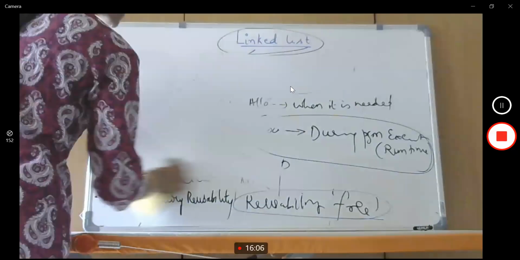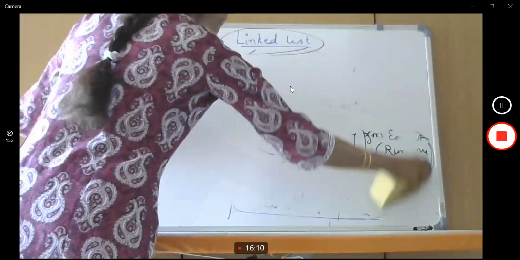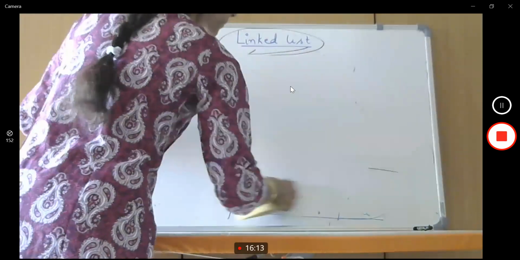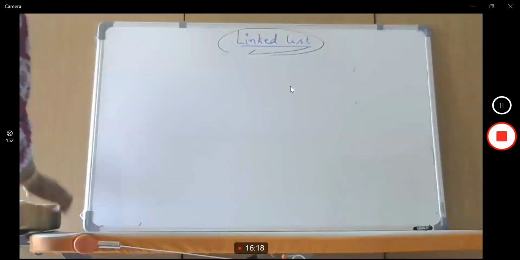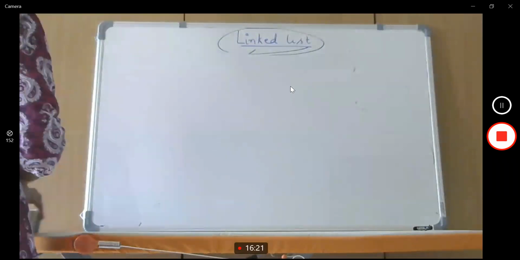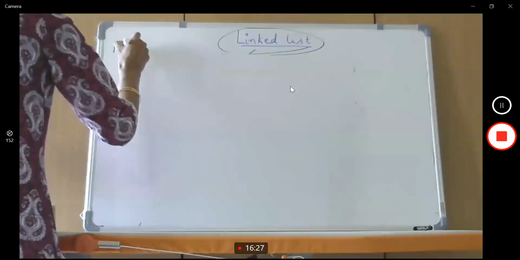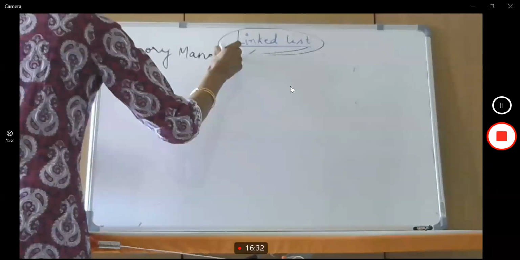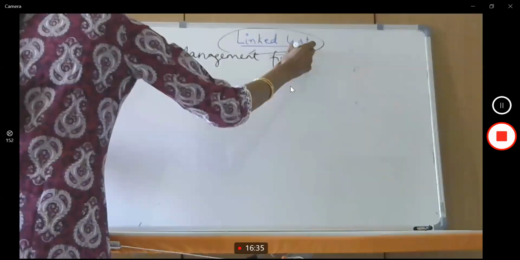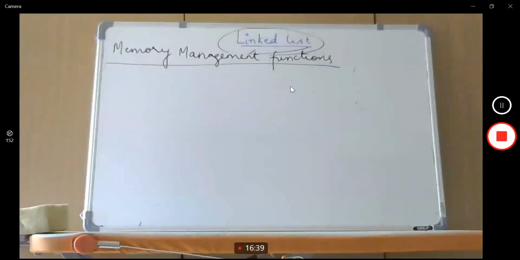Now let us see. We had talked about how memory is allocated, static and dynamic. What are the different types of memory allocation we have seen. Next, let us see what are called memory management functions. How are you going to allocate it? What are the functions that are used? I said you can allocate memory. How are you going to allocate?